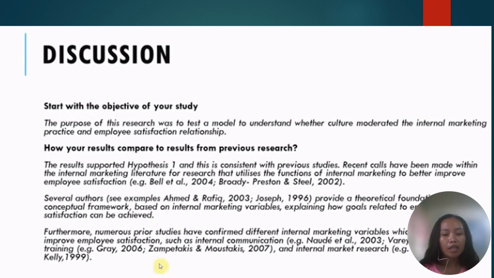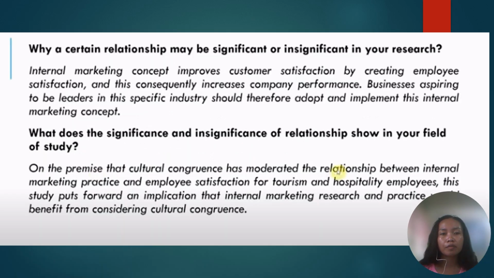Two things that we should note here are, first, whether your hypothesis is supported or not. Second, if it is supported, has there been previous research that compares to this research. So next is how your results compare to results from the previous research, and why a certain relationship may be significant or insignificant in your research. So these are examples. Next is, what does the significance or insignificance of the relationship show in the field of your study?